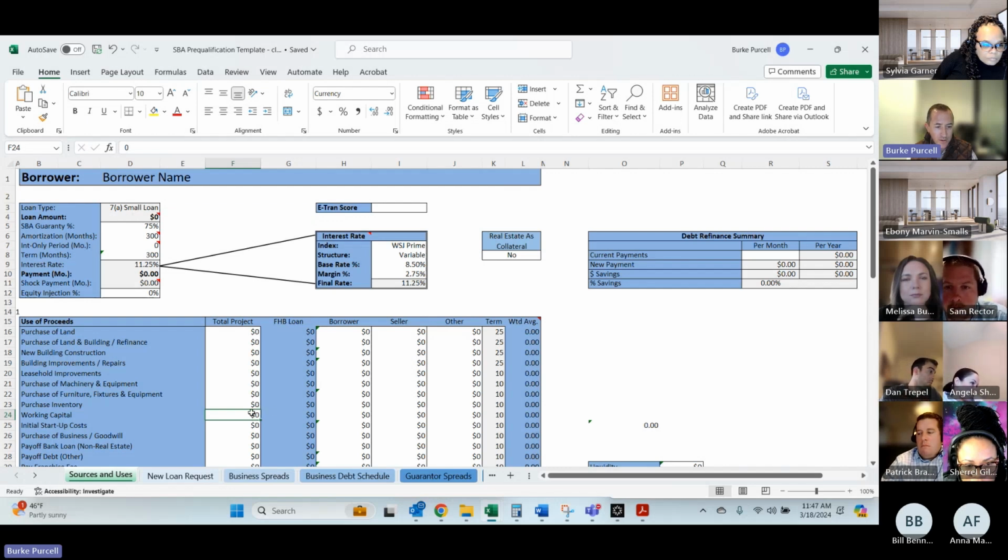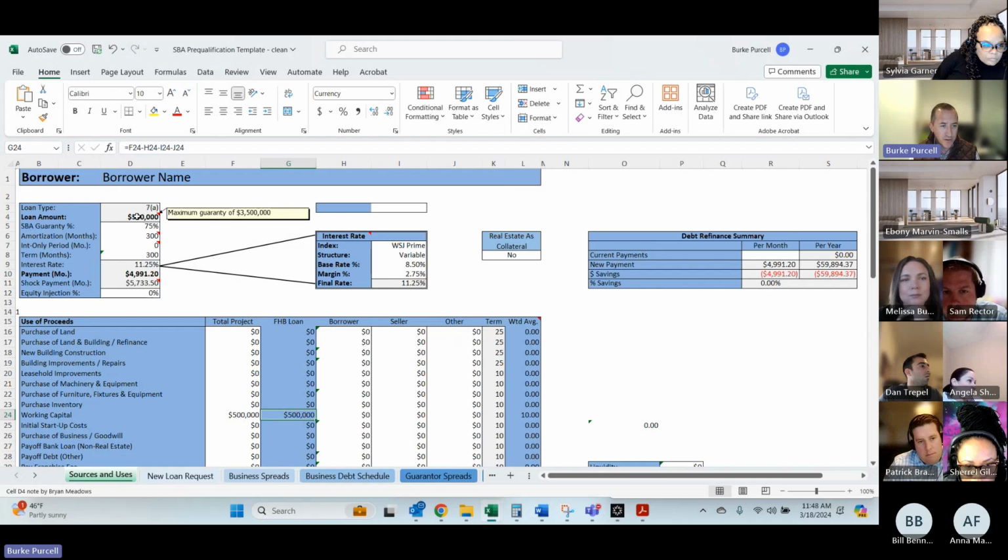So what we want to do is start by coming over here and putting in our loan amount. This one I know is a $500,000 working capital request. I drop that in here under my sources and uses, which brings the loan amount right here. The interest rate, always double check that you have the right base rate and margin. I think these guys are actually prime plus 3, so I'm going to update this to prime plus 3. So the rate is 11.5. You see here, the payment is just over $5,000 a month.